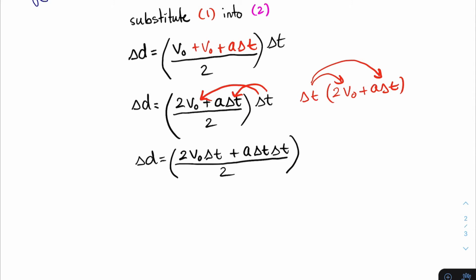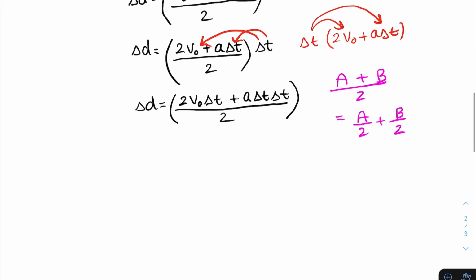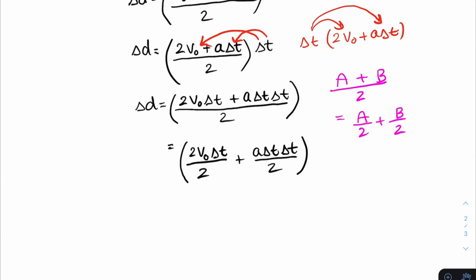So just a math aside, in case your math is not so strong, if we have, for example, generally A plus B over 2, this is the same thing as A over 2 plus B over 2. So we can split the fraction into 2 fractions. So let's see what that will look like. 2 V initial delta T divided by 2 plus A delta T divided by 2. And the left side remains the same.